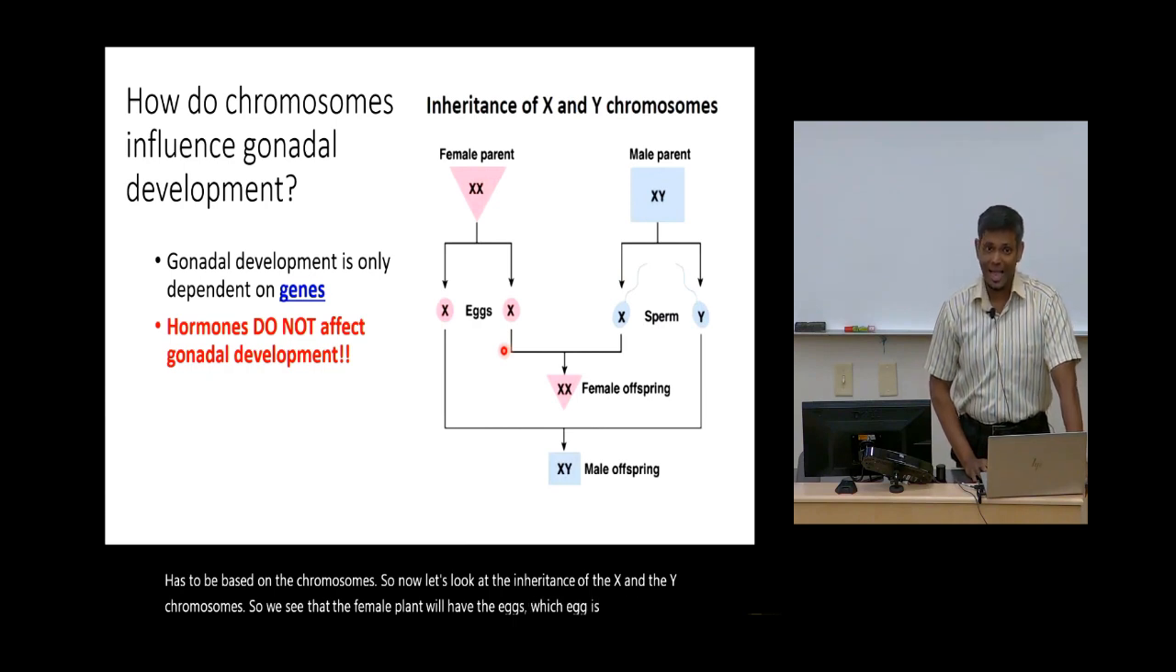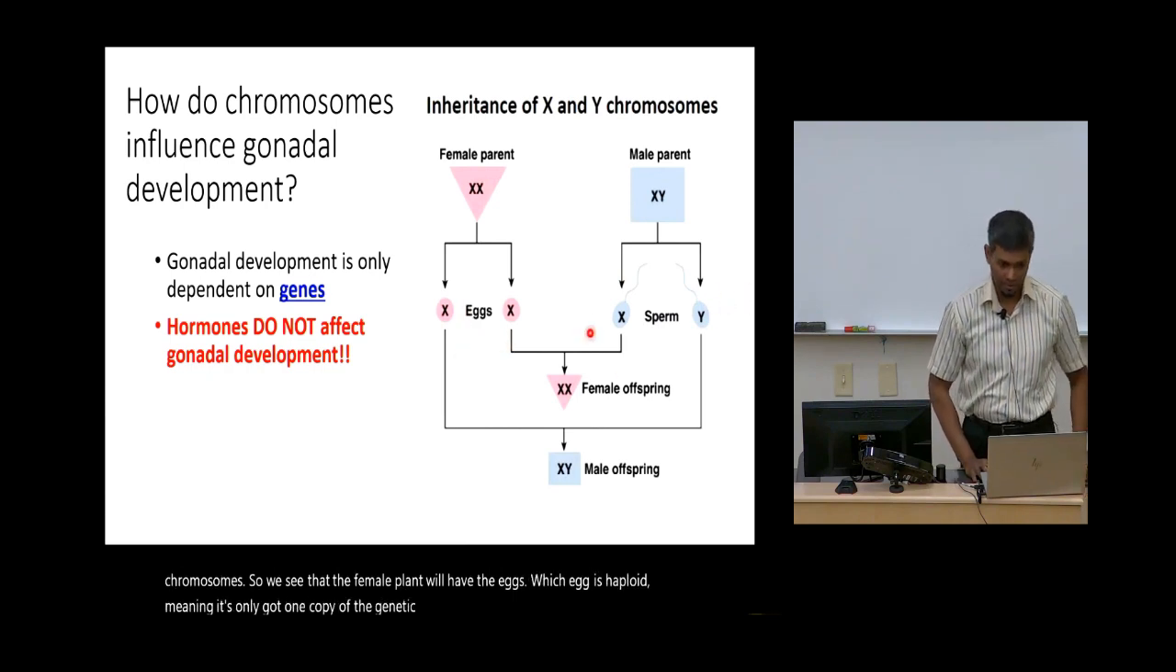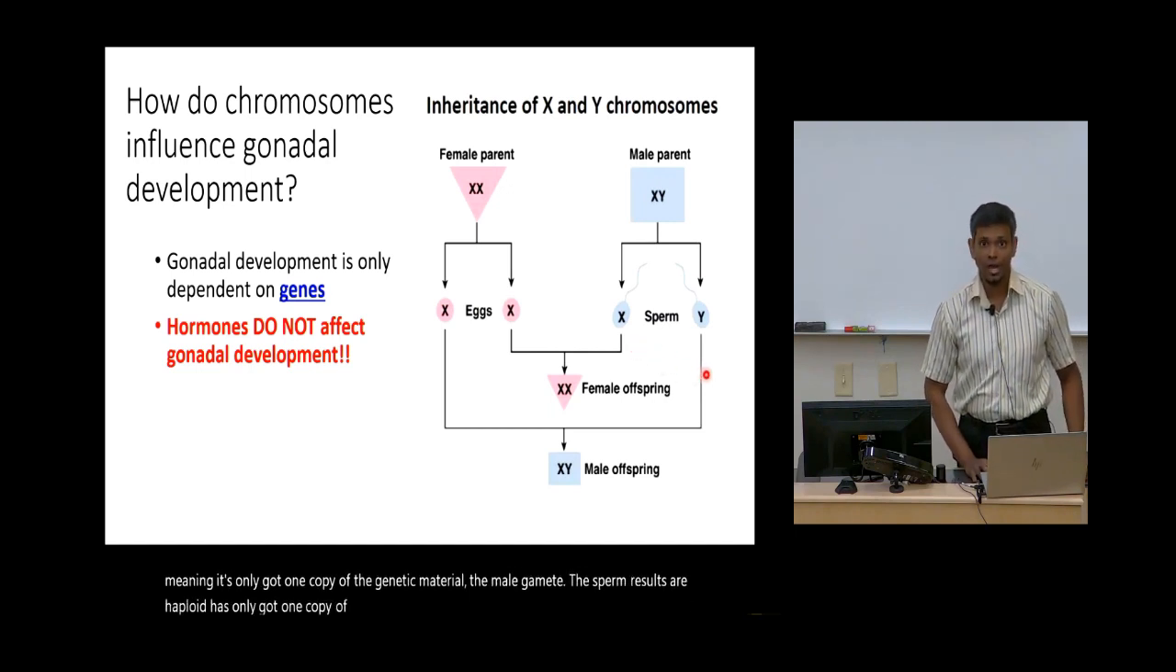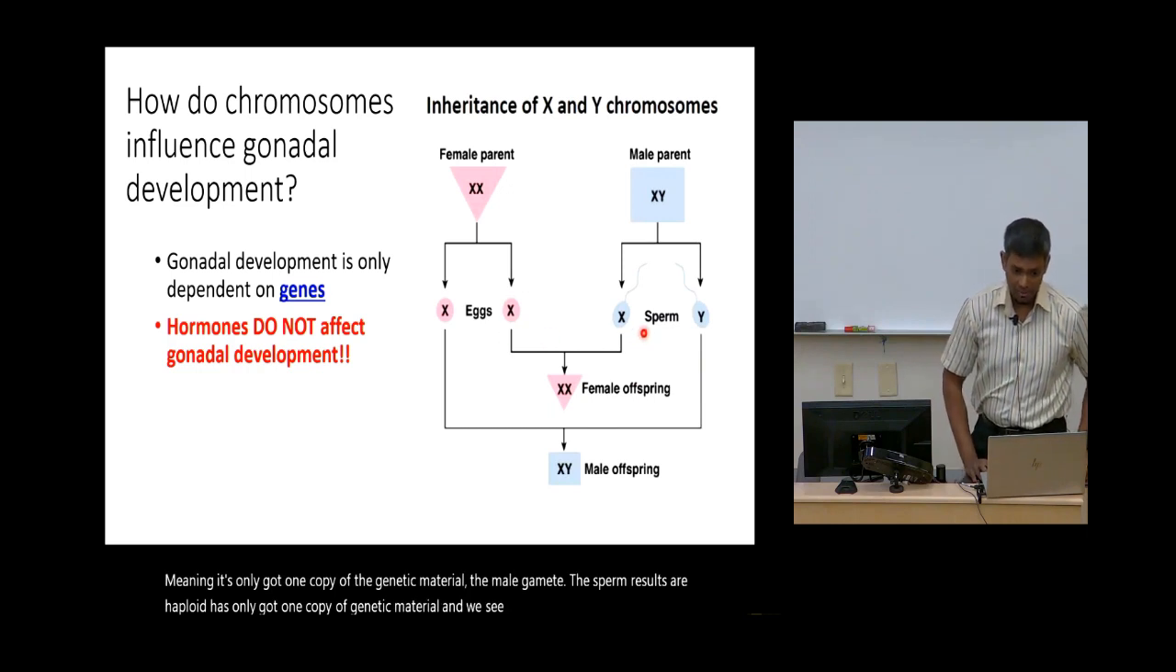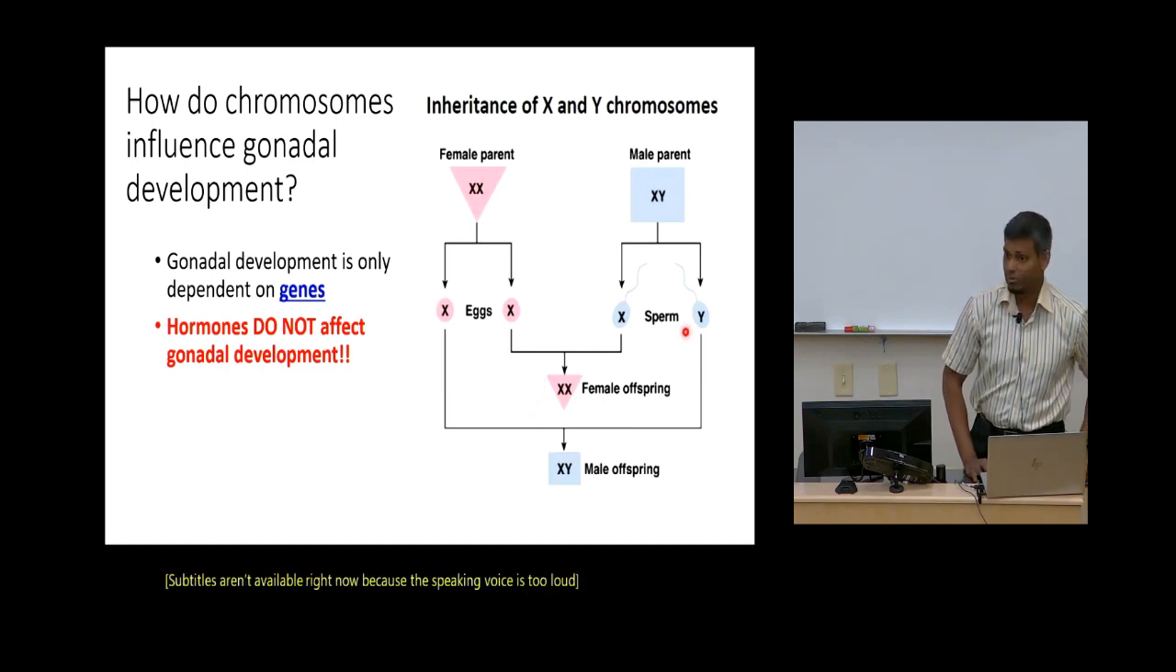Each egg is haploid, meaning it's only got one copy of the genetic material. The male gamete, the sperm, is also haploid. It's only got one copy of the genetic material. And we see that if an X sperm fertilizes an X egg, it will lead to a female offspring.